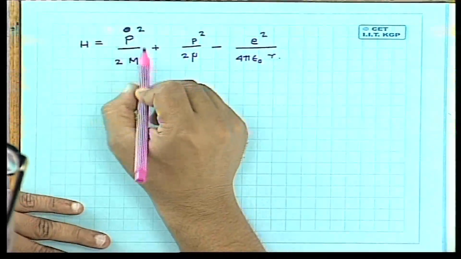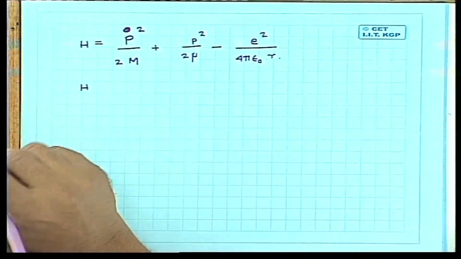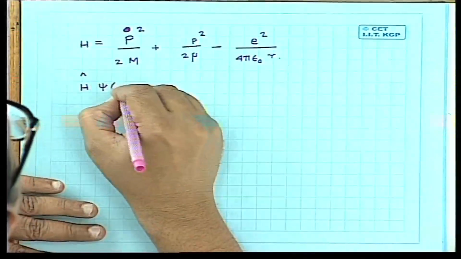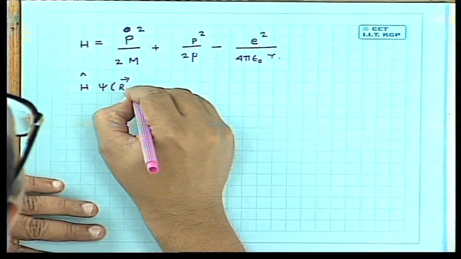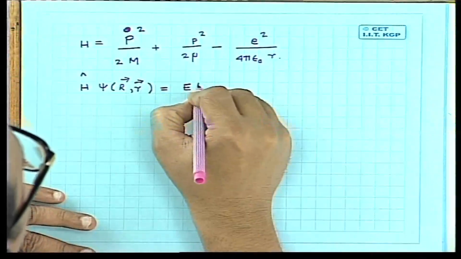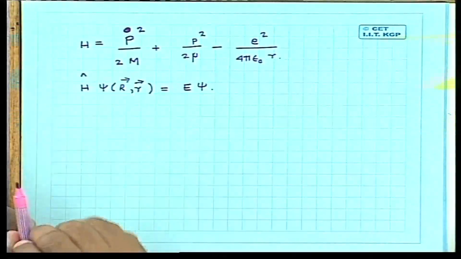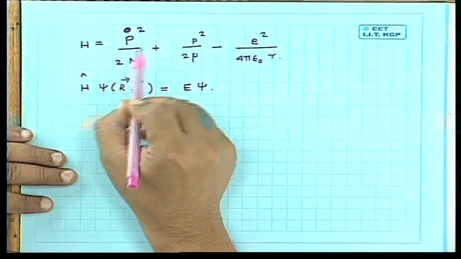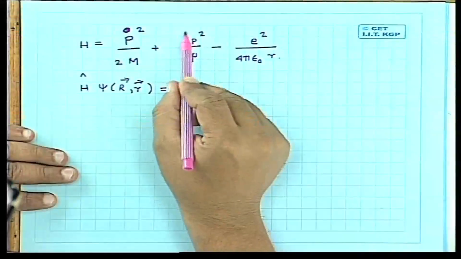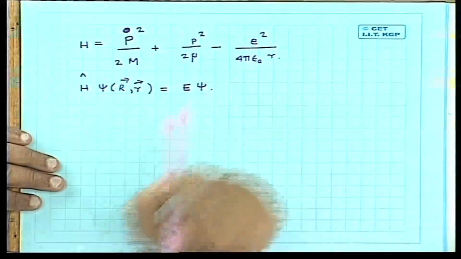So this involves derivatives. If I write it as an operator H, my wave function will be a function of capital R as well as small r, and H psi is equal to E psi. Now what is my Hamiltonian operator? This part involves derivatives only with respect to capital R, the motion of the center of mass. This part involves derivatives only with respect to the small r, the relative motion between the two particles, and this is a function of small r alone.